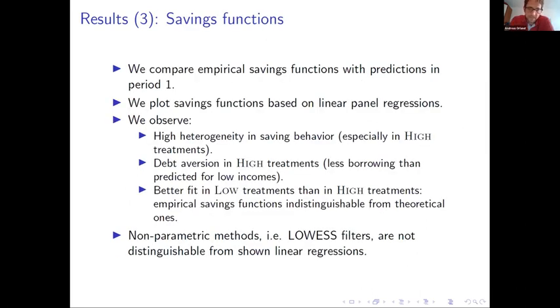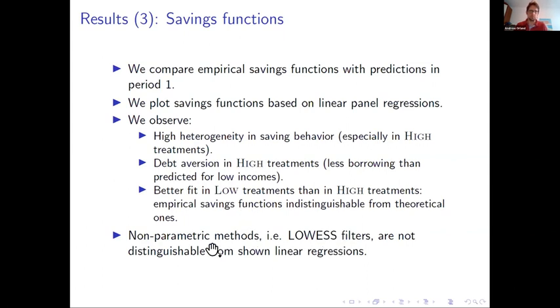The nice thing about this experiment is that we can compare a predicted savings function and an empirical savings function. This is what I show you on the next few slides. We plot empirical savings functions based on panel regressions and theoretical predictions together in one picture, treatment by treatment. What we see is high heterogeneity of savings behavior. So basically savings decisions are all over the place, especially in high. We observe debt aversion already in the high treatments, and we see that in the low treatments, where income is more certain, the empirical savings functions are basically indistinguishable from the theoretical ones.